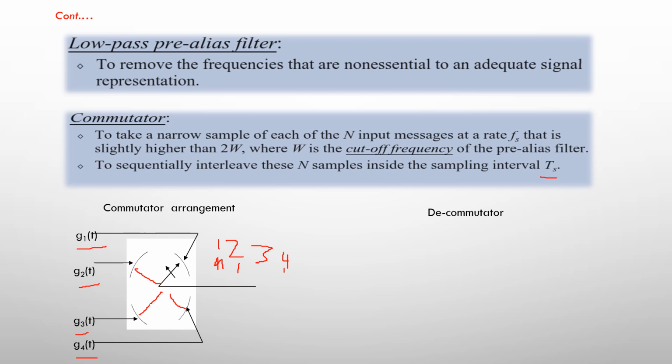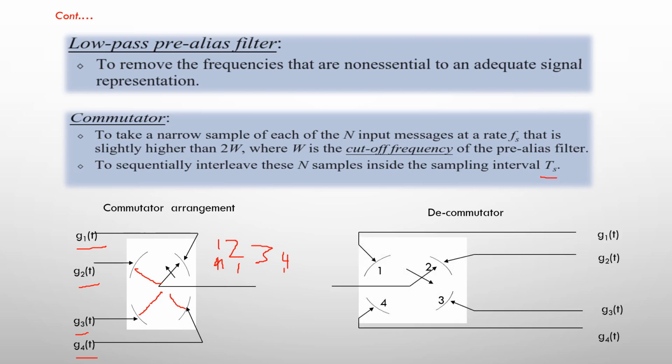In the decommutator, this is the arrangement. The main function of the decommutator is to convert the single input into multiple outputs. So the outputs are G1(t), G2(t), G3(t) and G4(t). So the commutator converts multiple inputs into a single output, and the decommutator converts the single input into multiple outputs. This is the function of the commutator and decommutator.